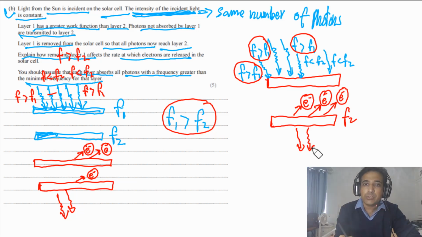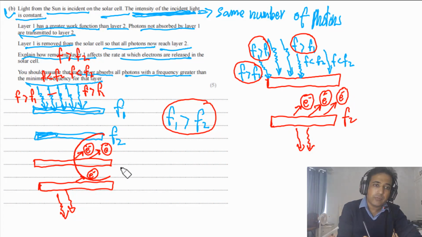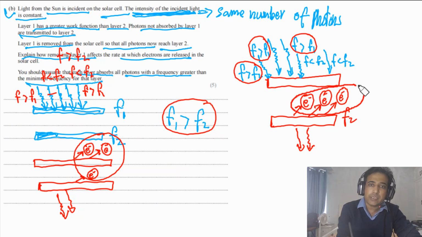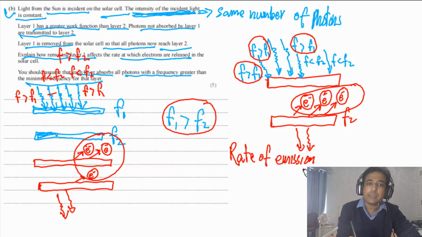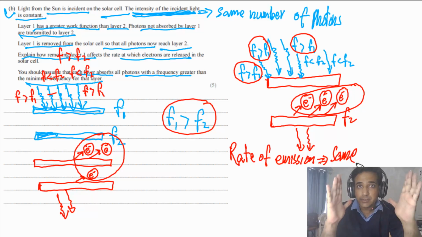So in this case, it means that the rate of emission is the same. How many electrons emitted from here? 3 electrons. How many electrons emitted from this surface? Also 3. It means the rate of emission is the same. I hope this question makes sense to you. I try to explain in a way so it makes sense.